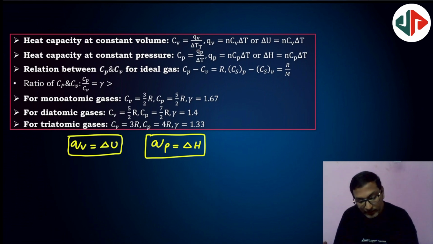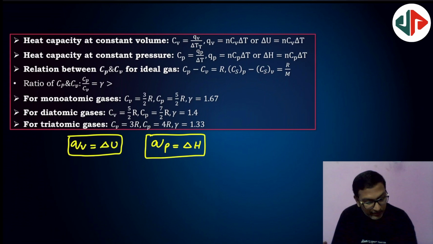This is important for problems. Delta U equal to nCv delta T, where n is the number of moles, Cv is heat capacity at constant volume, and delta T is the difference of temperature or rise in temperature. Delta H equal to nCp delta T. Next, Cp minus Cv equal to R. Next, specific heat capacity at constant pressure. Specific heat capacity at constant volume means R by M. M is molecular weight.